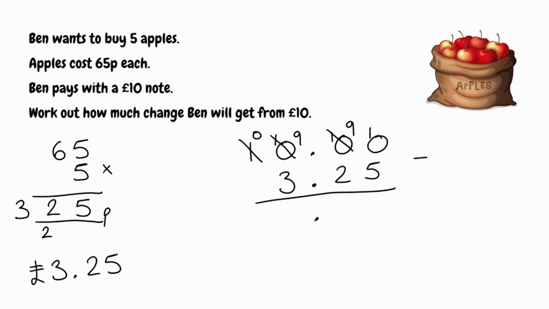So now we're doing 10 take away 5, which is 5. We're then doing 9 take away 2, which is 7. We've then got, on the left-hand side of our decimal point, 9 take away 3, which is 6. And then we've got 0, so we don't need to do anything there. So our final answer for this question would be that Ben gets £6.75 change.